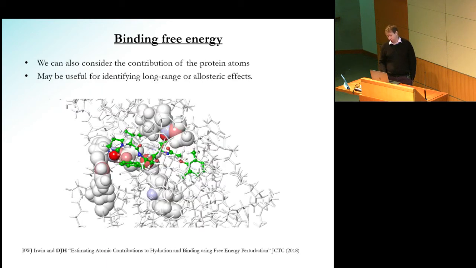You can also consider the contribution of the protein atoms if you want to. So this is just a simple picture. You've got lopinavir in green here, and I've colored the protein atoms that make a significant contribution. It's the atoms that pair up with the hydrogen bonding groups in lopinavir for the most part. And then you've got a couple of additional atoms, but they're a bit further away. This potentially could be useful for identifying more long-range or allosteric effects. If you disrupt an interaction that's far from the binding site, you're going to see that.